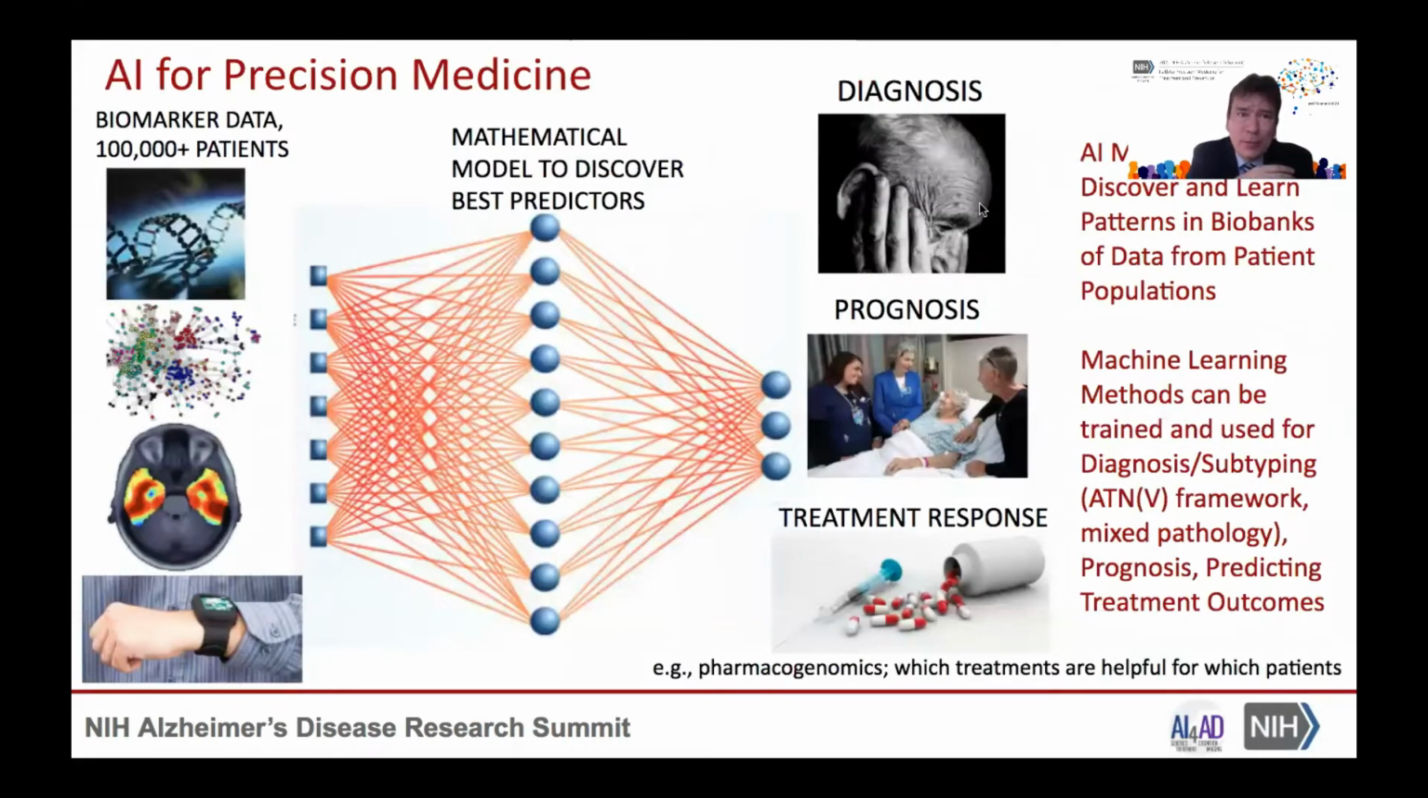So AI can be used for precision medicine. In other words, to use all the aggregated biomarker data from patients, whether it be the genetic code, omics data, neuroimaging data, or even mobility data, to make predictions about their diagnosis, their prognosis, their potential treatment response. And the way that this is done is that this data is fed into neural network algorithms, for example, deep learning algorithms, and these can be trained and used for diagnosis and subtyping in order to discover some of the features that might be most relevant for these particular tasks.